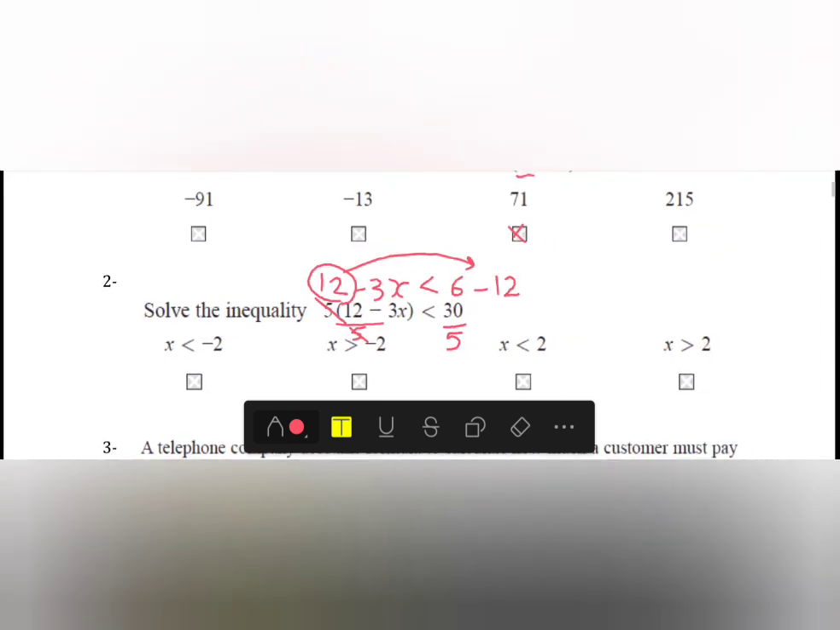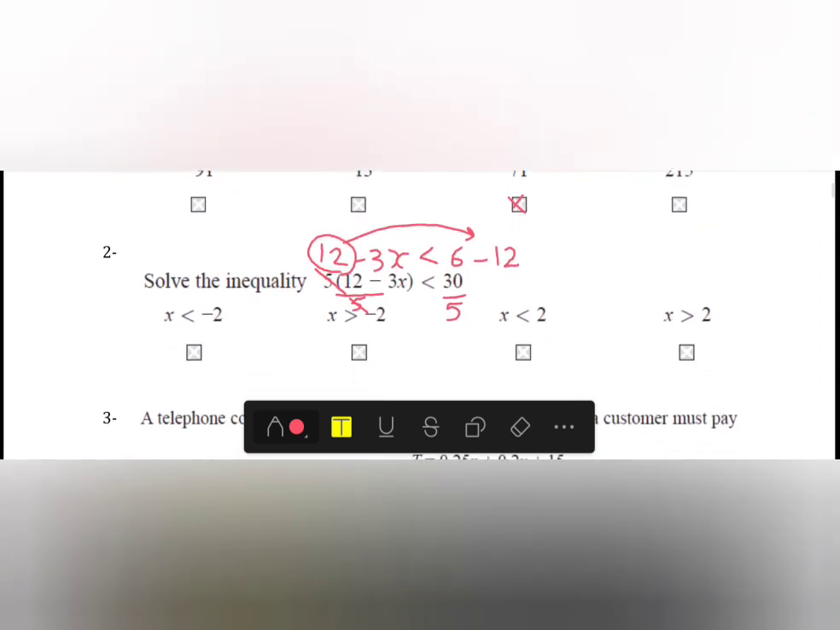Very good. I'm going to take the sign of the bigger number and subtract. So I end up with negative 3x here, smaller than, I'll take the sign of the 12, which is the bigger number, and I write it. And then subtract the numbers, which is 12 minus 6 equals 6. Very good. Now, I have a negative 3 here, which is multiplied by the x.